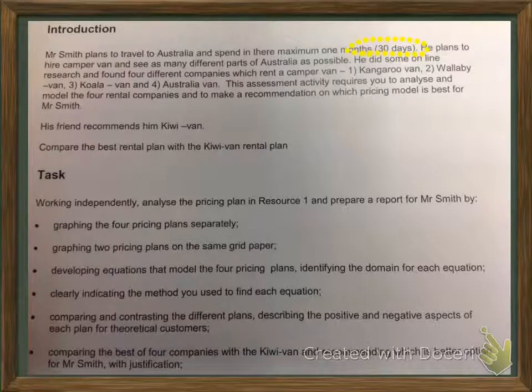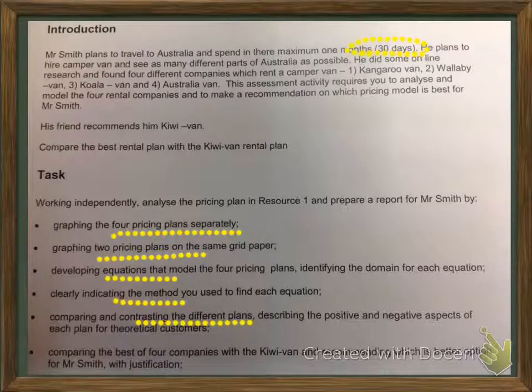He wants to do lots of travelling, and there are 4 types of plans. You need to graph the 4 plans separately. You need to have 2 pricing plans. You need to develop equations, indicate your method, compare and contrast the different plans, looking at positive and negative aspects, comparing the best of the 4 companies and making a recommendation. So there's a lot of work to do, so let's get underway.